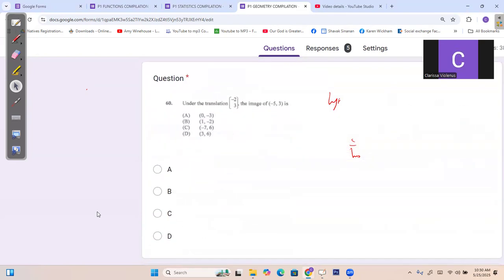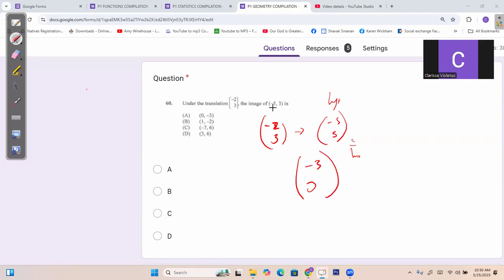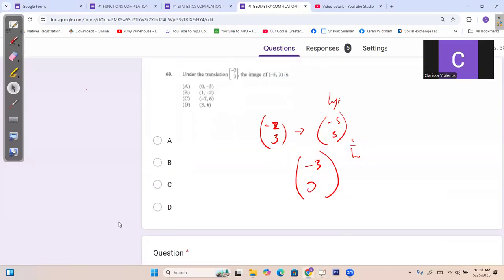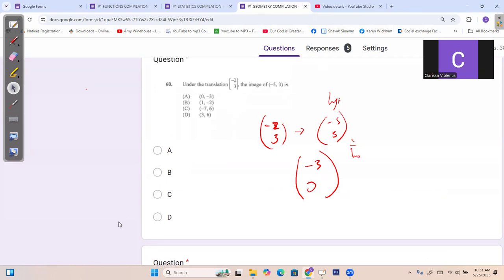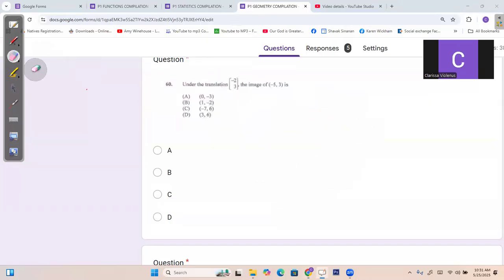Under the translation, so first of all, we've got to rewrite this. So -3, -2, 3 is moved to -5, 3. So that means there's 0 movement in the y, but there is a -3 movement in the x because it has gone more to the left for it to be more negative. So it's -3, 0. Oh, I read that wrong. I'm so sorry, guys. This is the translation here.